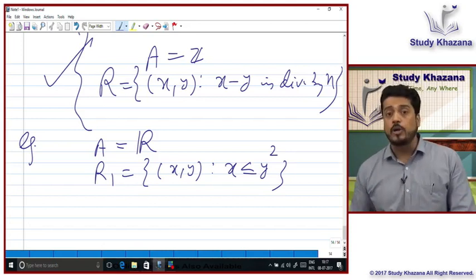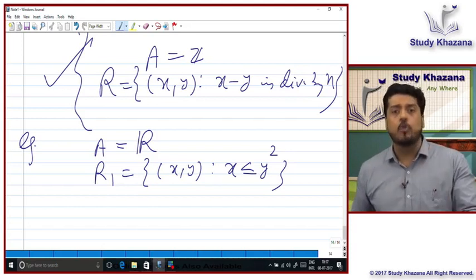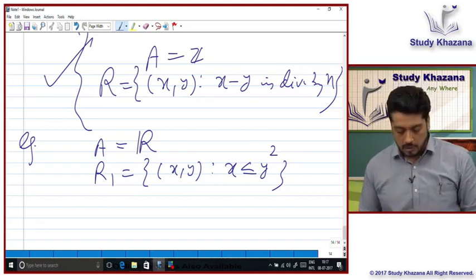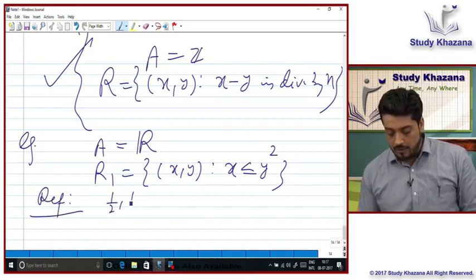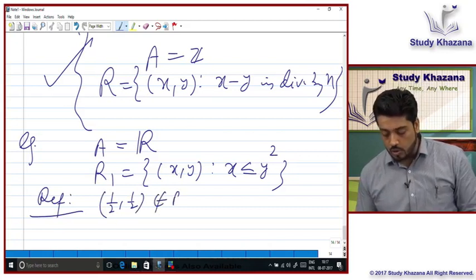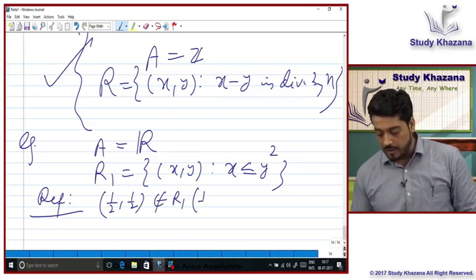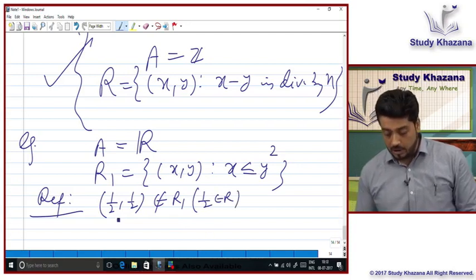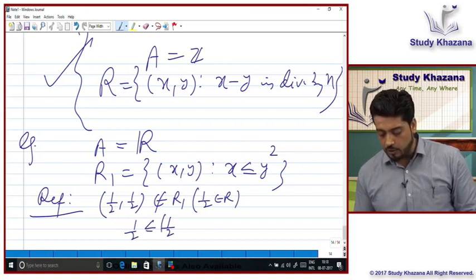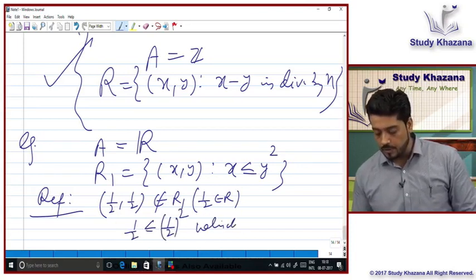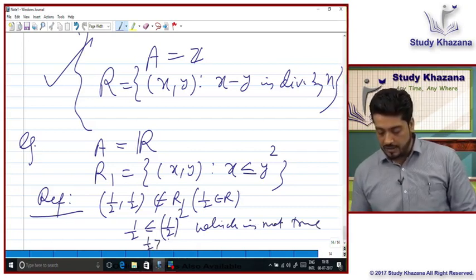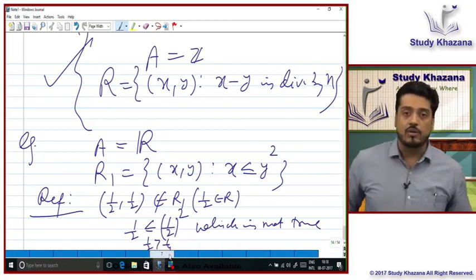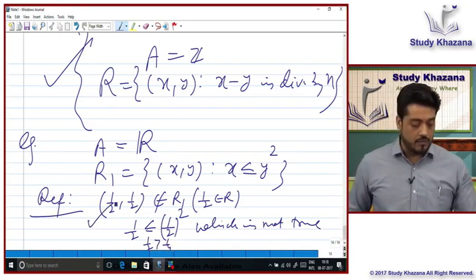So I need to produce one counter example to support my answer in each case. Firstly, if I look at reflexivity, I say (1/2, 1/2) does not belong to R1, where 1/2 belongs to R. Why? Because if (1/2, 1/2) belongs to R1, then 1/2 must be less than or equal to (1/2) square, which is not true, because 1/2 is in fact greater than 1/4. So this counter example will work for reflexivity.